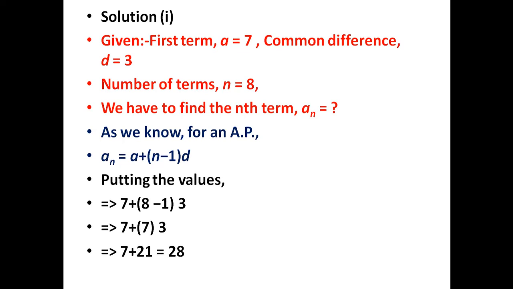Now just substitute the values. You will get 7 plus 8 minus 1 into 3. So 8 minus 1 is 7, 7 into 3 is 21, so 21 plus 7 equal to 28. It's the 8th term, an equal to 28. This is how we will get the answer.